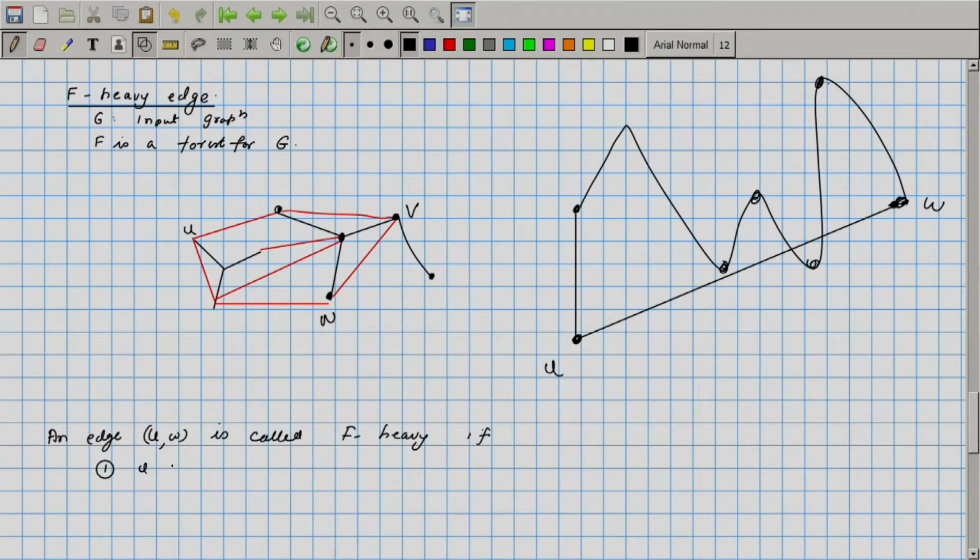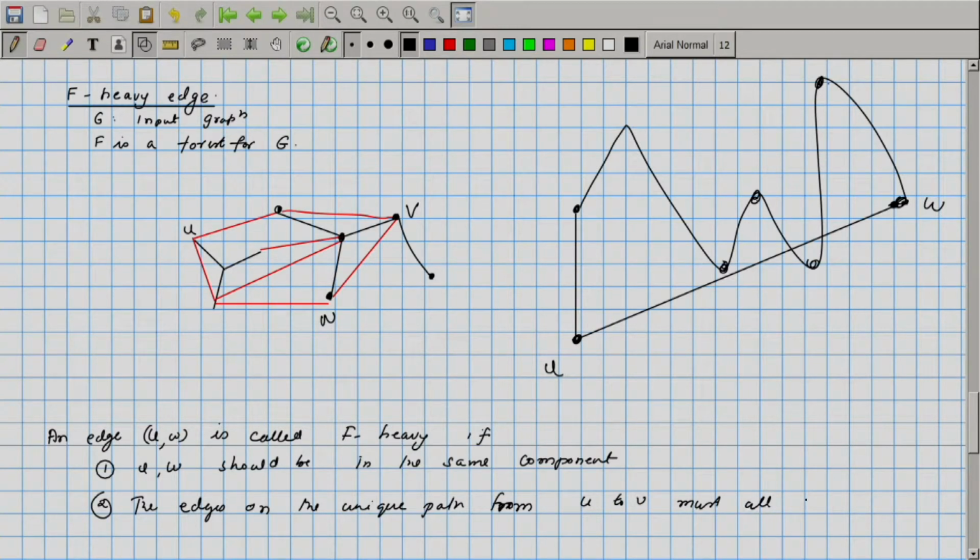if, one, u and v should be in the same connected component. Two, the edges on the unique path from u to v must all be of weight at most weight uv or uw. Okay. So, if you look at this path, if its weight is 10, if everything here is of weight less than or equal to 10, then this is called an F-heavy edge.